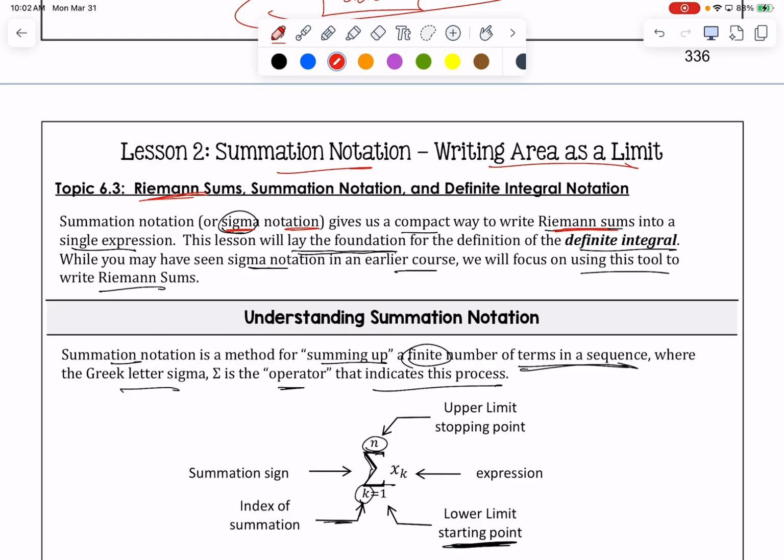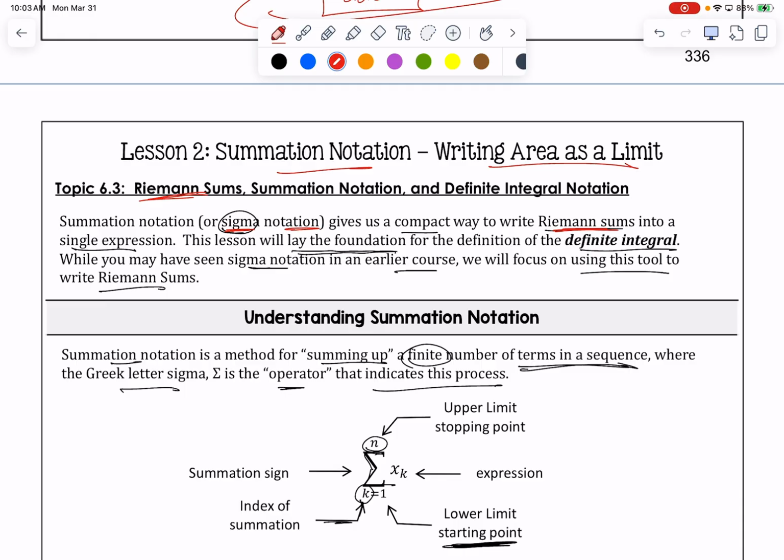Riemann sum. What is a Riemann sum? It's a way to estimate the area under the curve using what? What do you use? Rectangles. We don't call trapezoid a Riemann sum. It's got its own name. It's called the trapezoidal rule. Okay? Riemann sum is using rectangles.